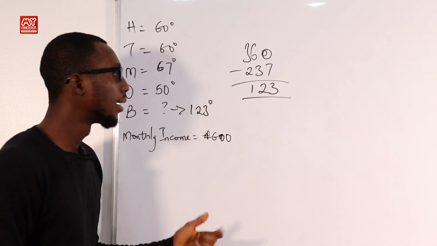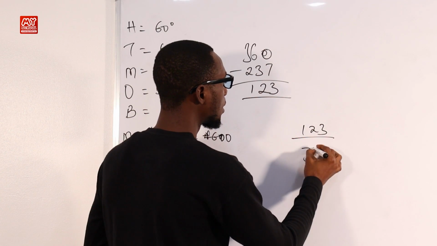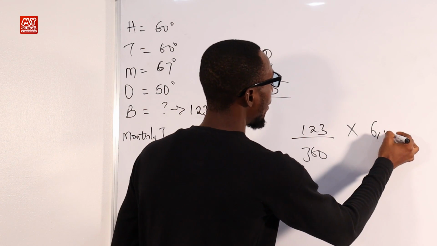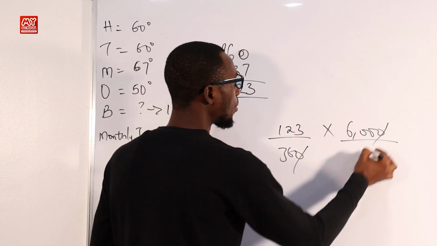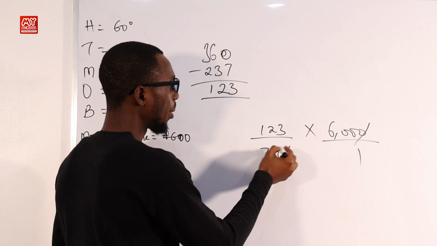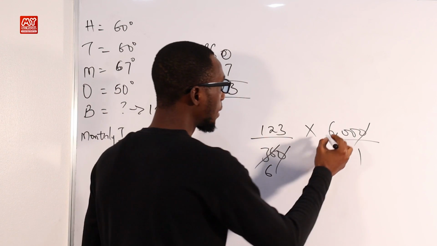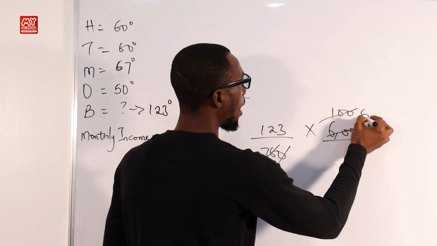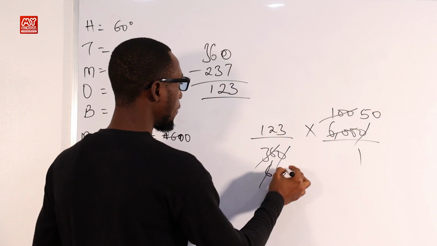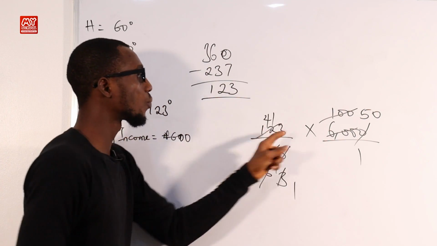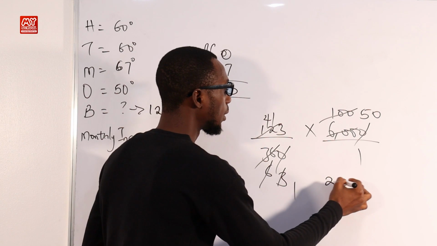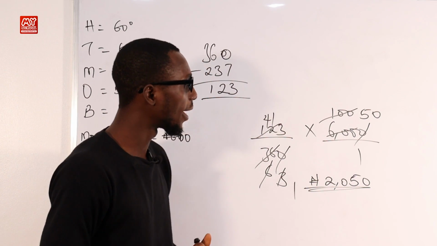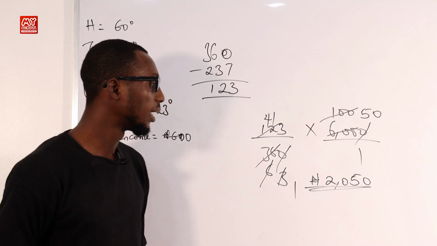So we just have to employ the simple formula. 123 over 360 degrees multiplied by his monthly income, which is 6,000 naira. 0 strikes out 0. We have 6 can be pulled out from here. 6 in 600, we have 100. We have 2, 3. 2 in 100, we have 50. So we have 3. Here we have 41. So 41 times 50 gives us 2,050. Remember, we are dealing with the currency naira. So we have 2,050 naira. That is the allocation for his basic monthly salary.